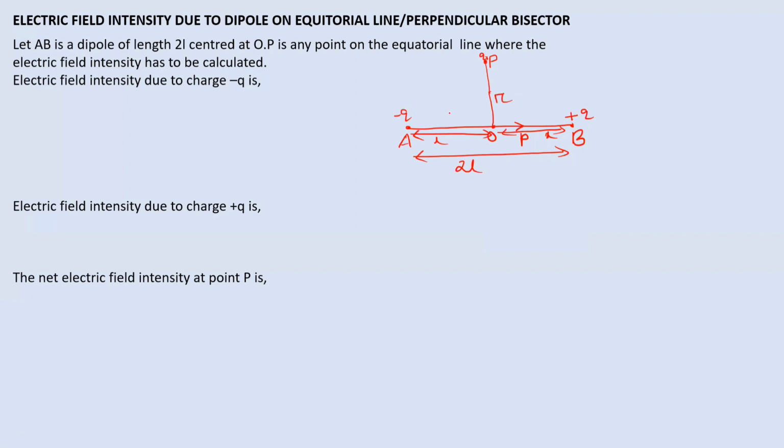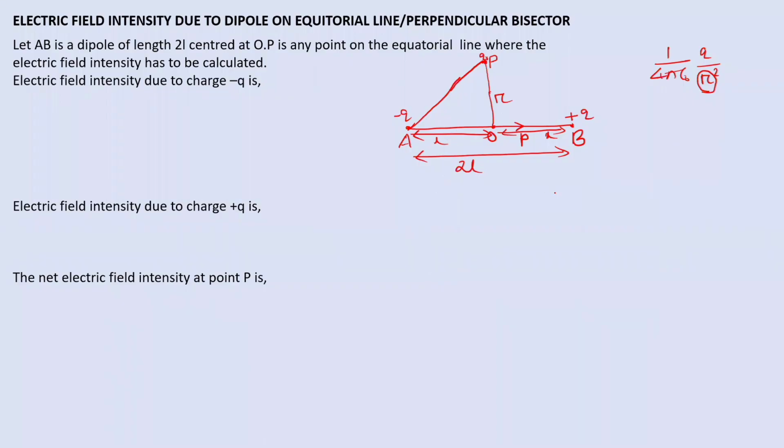In order to calculate the electric field intensity, we know the formula is 1 by 4 pi epsilon naught Q by R square. This R is the distance between the charge and the test charge, right? So for this, we will need to join AP. Okay, so we have joined the point AP. Similarly, we will join the point BP also, because we will find the electric field intensity due to the charge plus Q also. You need to make straight lines, clear? So this is what I have written here.